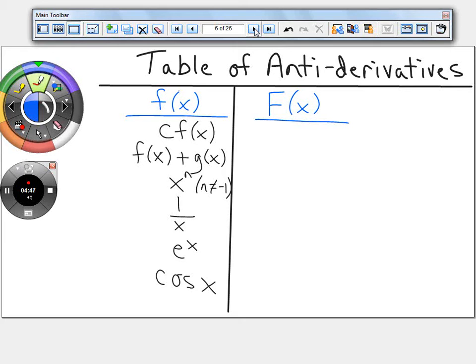Here's a table of antiderivatives that I need to give you. We'll have to memorize this. So this side here, of course, with the little f of x is the actual derivative, and then this side is the antiderivative.